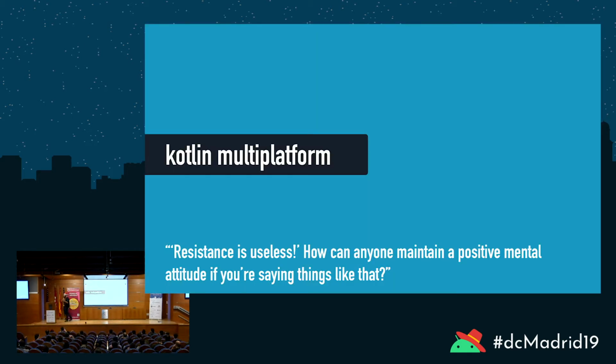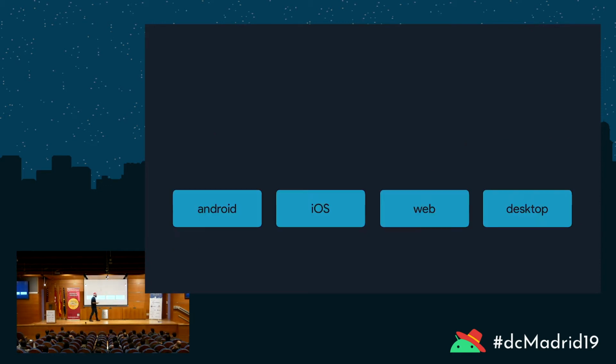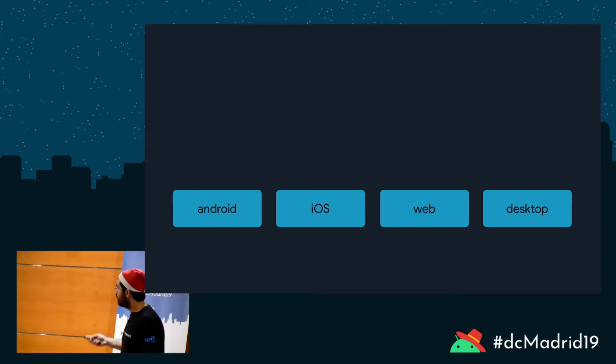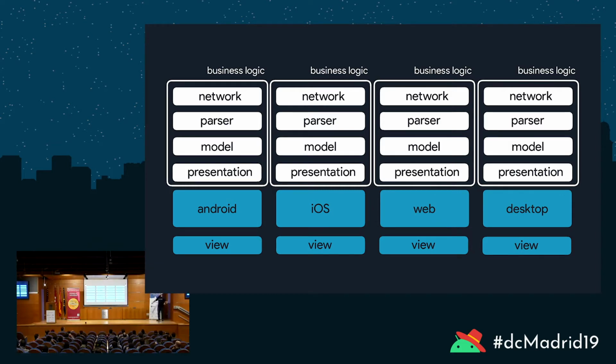But I'm here to talk about Kotlin Multiplatform. So what's your first question? What is Kotlin Multiplatform? It's when you're using Kotlin on more than one platform. Easy. So let's see a common example. Let's imagine that we want to develop an application for Android, iOS, web, desktop, etc. Typically, and it will depend on your architecture, we can start by creating a presentation, and then a model, a parser, your network requests, and then we're going to create a view. And we're going to do the exact same thing for all your platforms, okay?